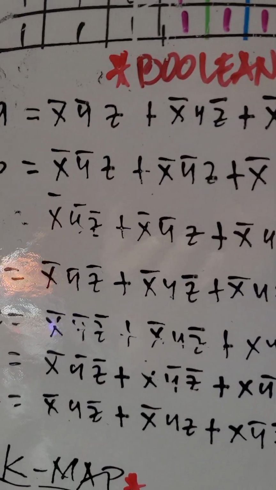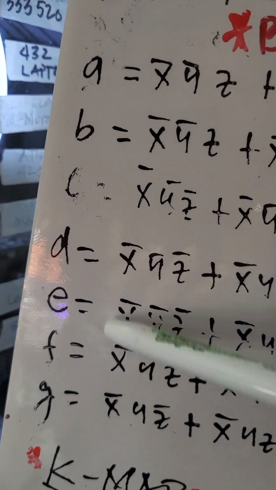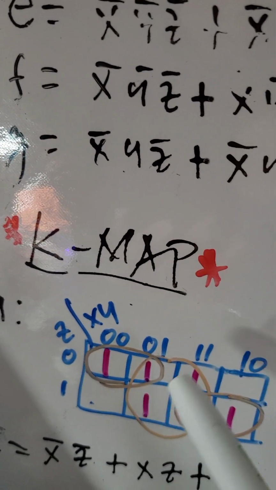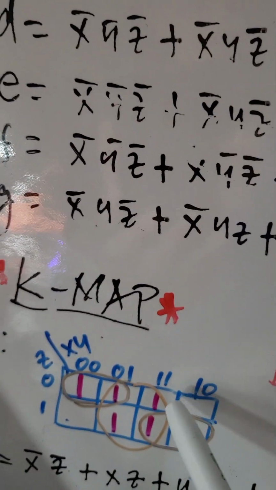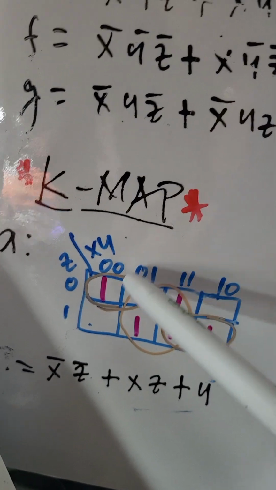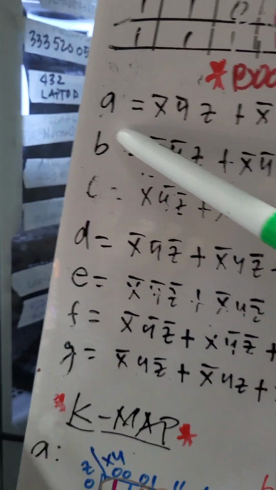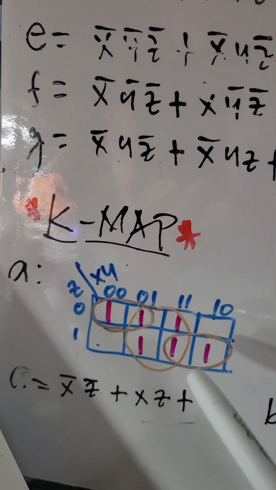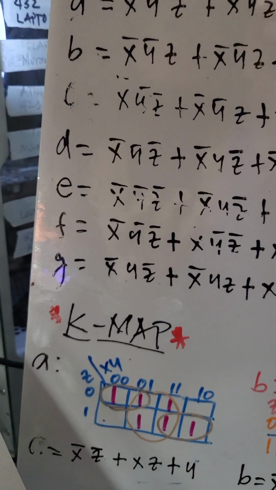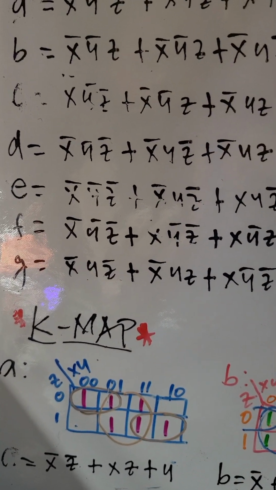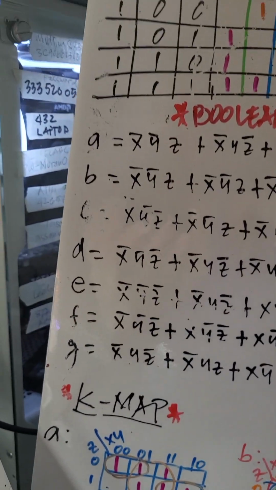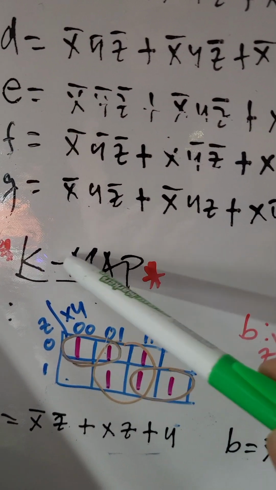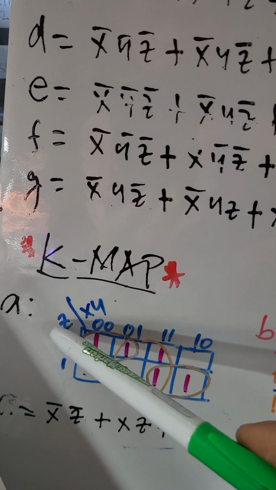Then every Boolean function here, A, B, C, D, E, F, G, we made a Karnaugh map to reduce these functions, like for A. So Karnaugh map for A. So since 8 combinations, so 8 quadrants. So X, Y at the top, then Z at the bottom.